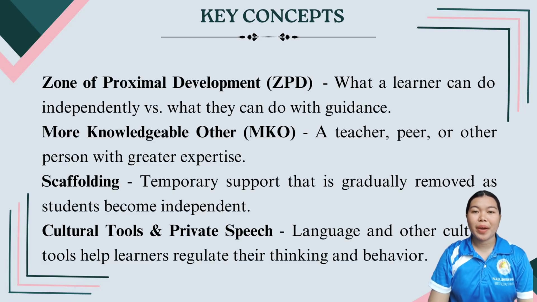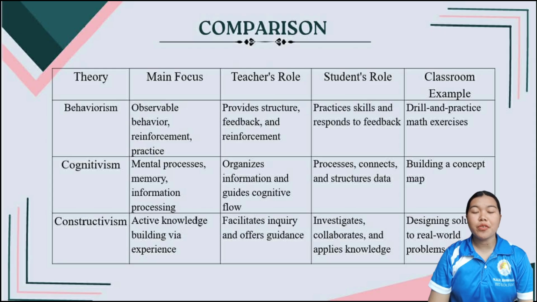Now, let us compare the three theories. Behaviorism focuses on observable behavior, reinforcement, consequences, and practice. In this theory, the teacher provides structure, feedback, and reinforcement, while students practice skills and respond to feedback. For example, students may complete drill and practice activities in mathematics.